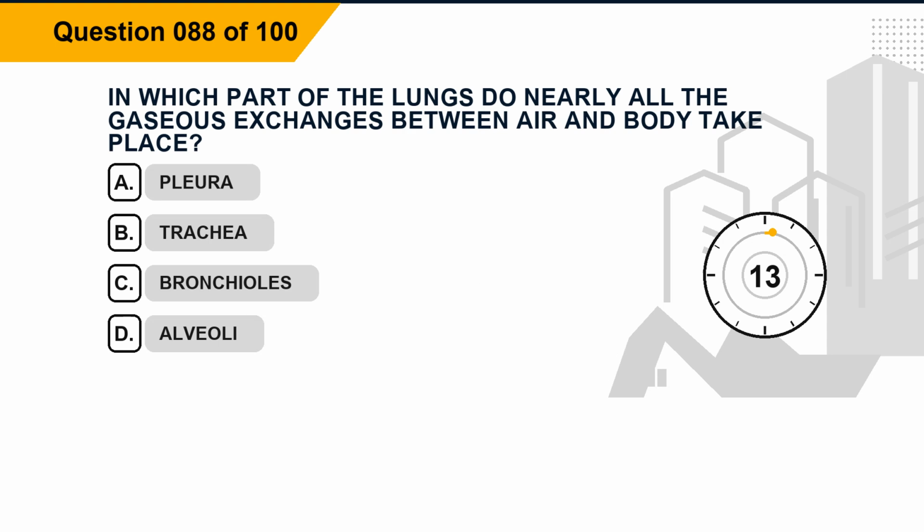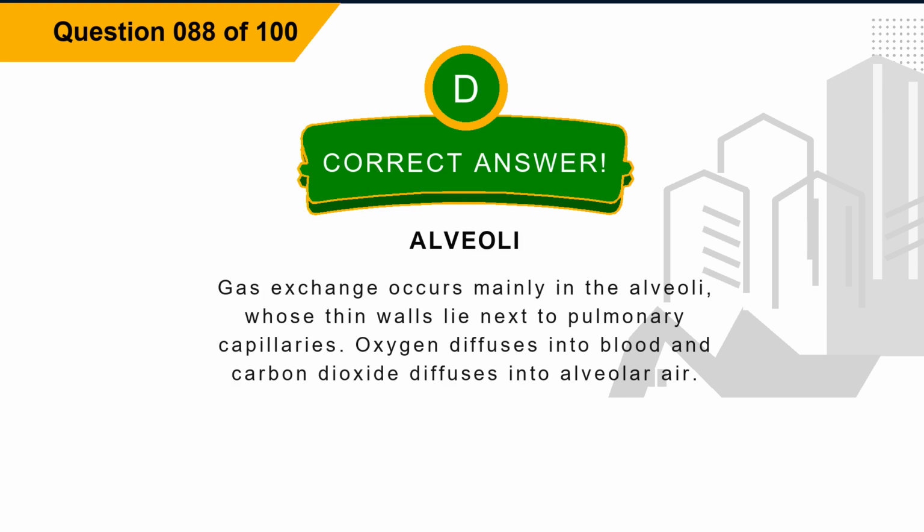Question 88. In which part of the lungs do nearly all the gaseous exchanges between air and body take place? Option A, pleura. Option B, trachea. Option C, bronchioles. Option D, alveoli. The correct answer is option D, alveoli. Explanation: gas exchange occurs mainly in the alveoli, whose thin walls lie next to pulmonary capillaries. Oxygen diffuses into blood and carbon dioxide diffuses into alveolar air.